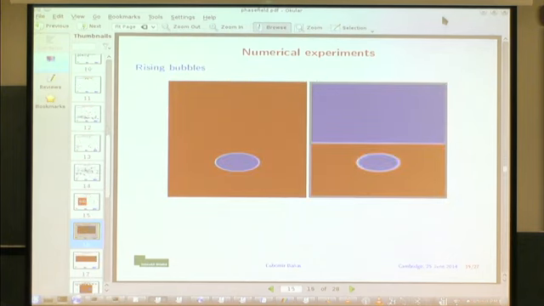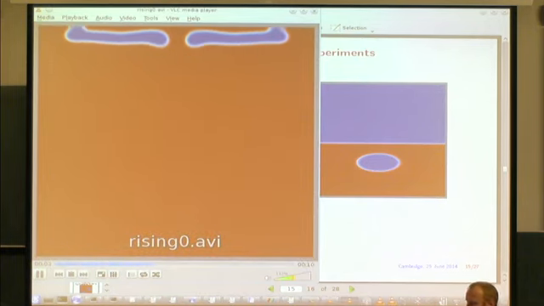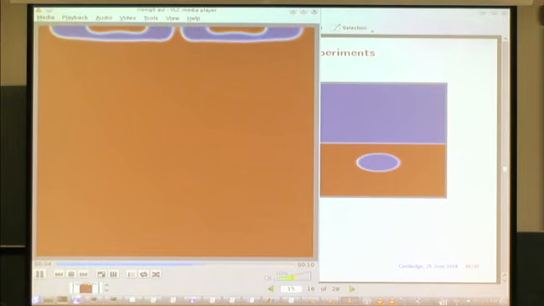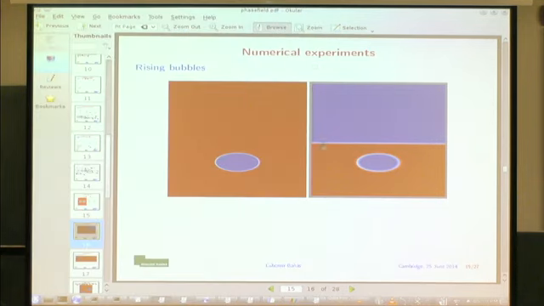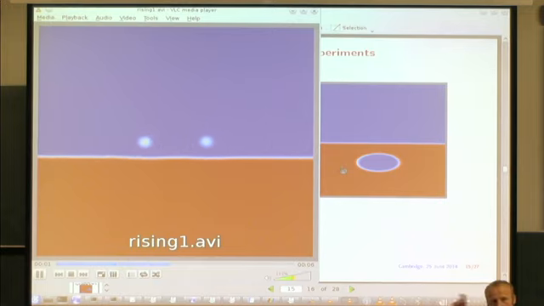Then there are some examples of rising bubbles. The 2-phase flow: there's an air bubble that goes up in water. A different example: an air bubble goes up. Then a layer forms and bursts.